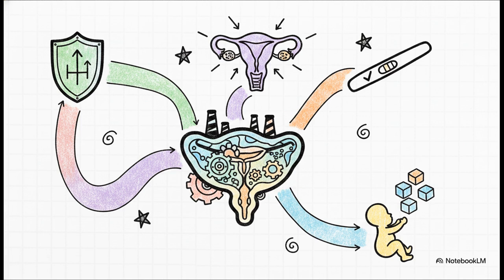And finally, human placental lactogen, HPL. This one is fascinating. It causes decreased insulin sensitivity in the mother. Now you might be wondering, why on earth would the body do that? Well, it's an incredibly clever adaptation, ensuring that more glucose remains floating around in the maternal bloodstream, making it readily available to meet the intense, growing energy needs of the fetus.